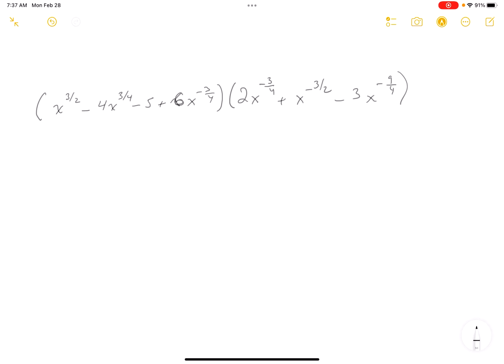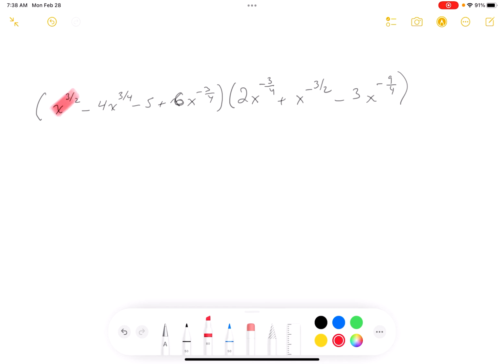All right, let's take a look, make sure I copy it right. x to the 3 halves minus 4x to the 3 quarters minus 5 plus 6x to the minus 3 quarters, 2x to the minus 3 quarters plus x to the minus 3 halves minus 3x to the minus 9 quarters. What I'm going to do is distribute one term at a time. I'll be taking this term here and distributing it across those 3 terms one at a time. All right? Let's do that.